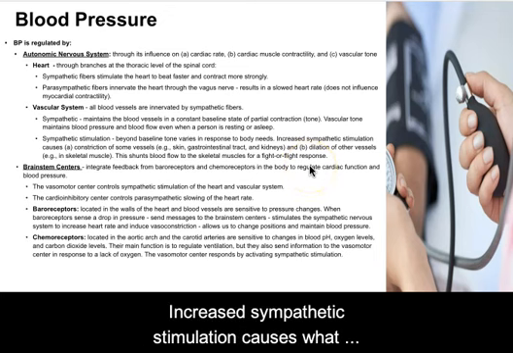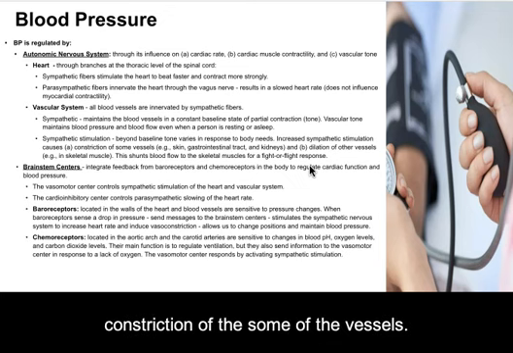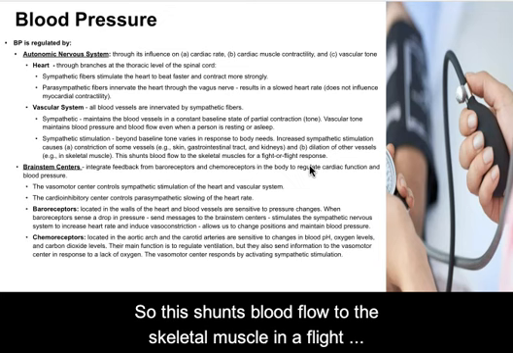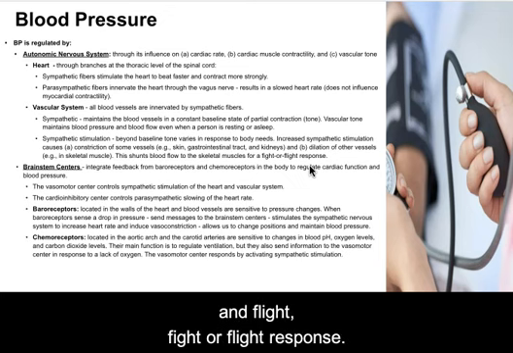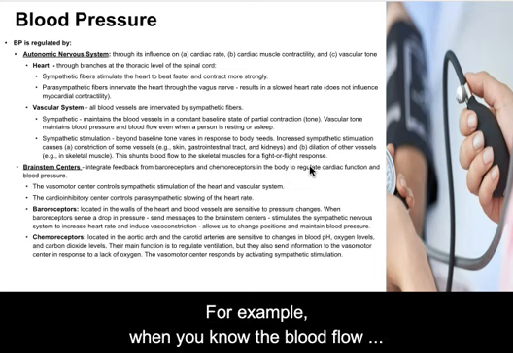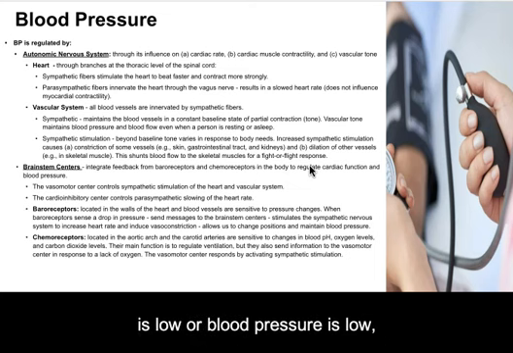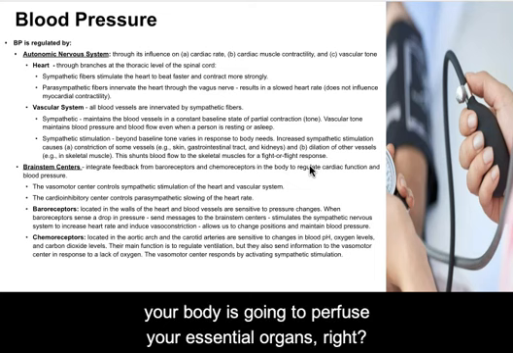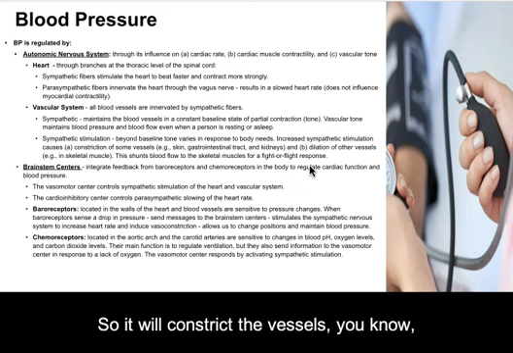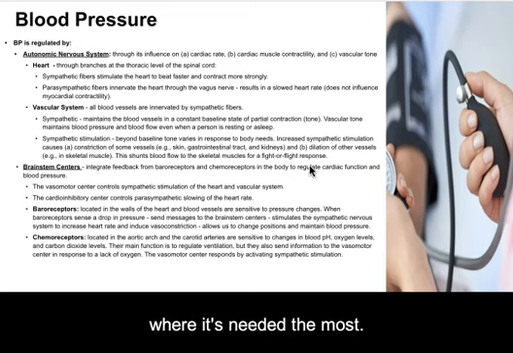Then you have the sympathetic stimulation beyond the baseline tone, which varies in response to the body's needs. Increased sympathetic stimulation causes what? Constriction of some of the vessels, for example, your skin, your GI tract, and your kidneys. And then dilation of your other vessels, like your skeletal muscle vessels. So this shunts blood flow to the skeletal muscle in a fight or flight response. For example, when the blood flow is low or blood pressure is low, your body is going to perfuse your essential organs, so it will constrict the vessels where it's needed the most.